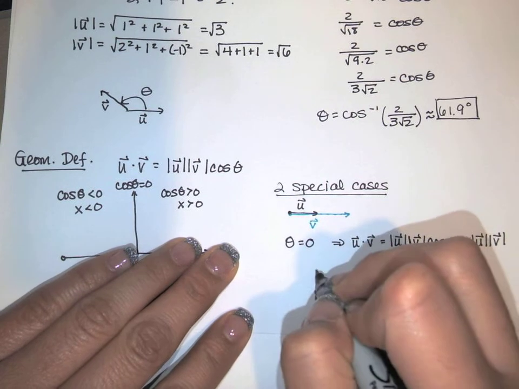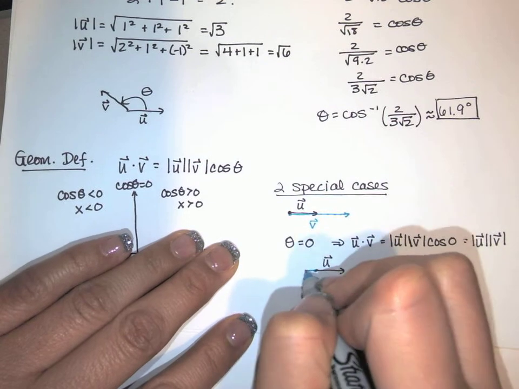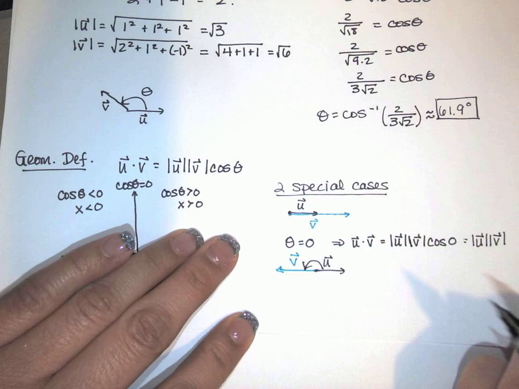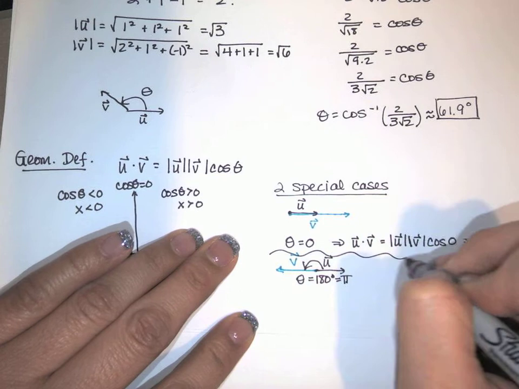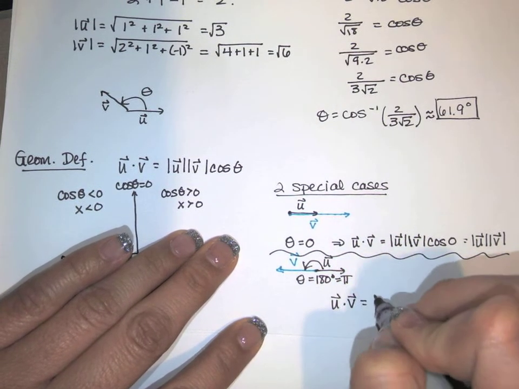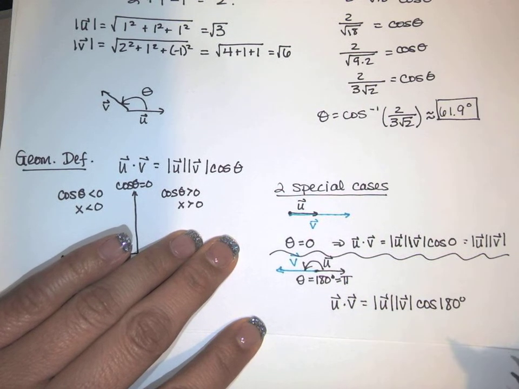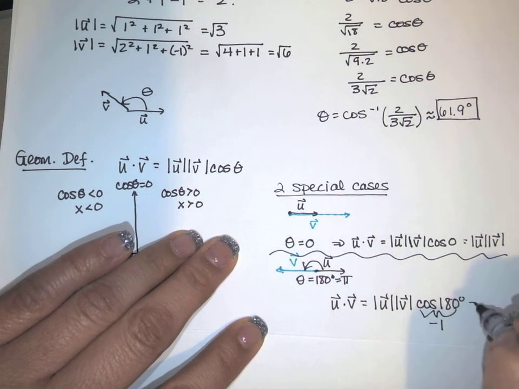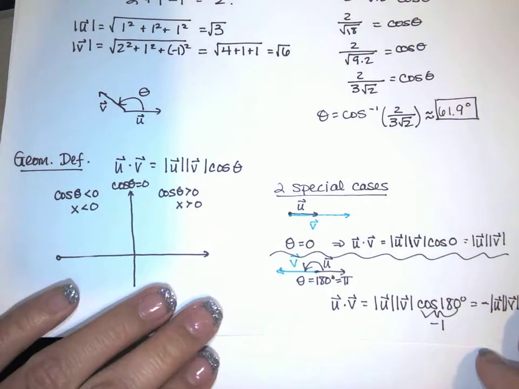Now we might have, at the other extreme, u going this way and v going in the complete opposite direction from that. Maybe that's my v. In that case, the angle between them is 180 degrees, or pi radians. So in that case, u dotted with v is the length of u times the length of v times the cosine of 180, or cosine of pi radians. Well, that's -1, guys, remember? So what we get there is -1 times the magnitude of u times the magnitude of v.